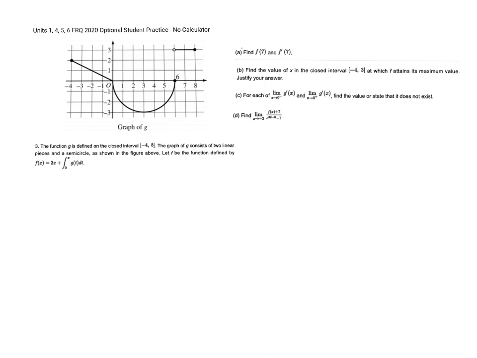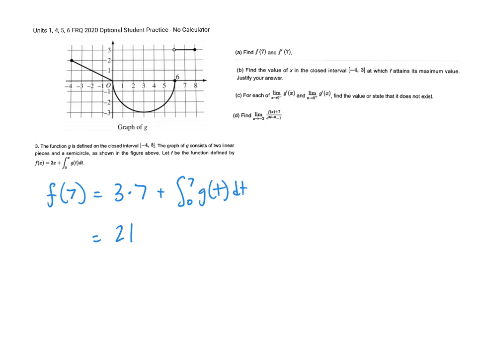We're going to attack letter A, and the first thing that we're asked to find is f of 7. Well, if we simply substitute 7 in for x, f of 7 would be 3 times 7 plus the integral from 0 to 7 of g of t dt. So I've got two things to do here. 3 times 7, that's pretty straightforward. I'm going to just make that 21.